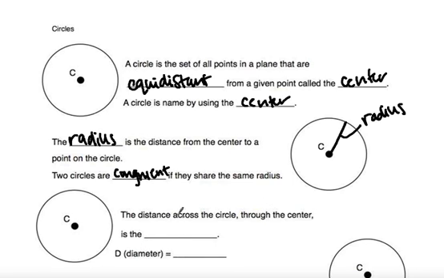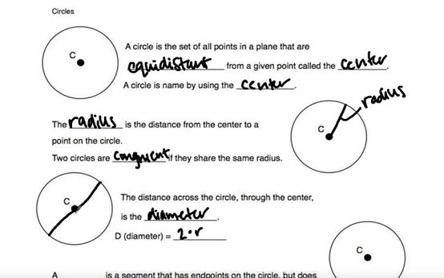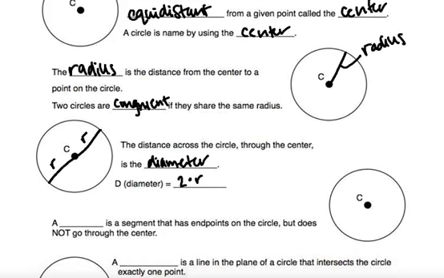The distance across the circle through the center is called the diameter. So the diameter is basically a line that goes from one end of the circle to the other end of the circle, but it has to go through that center point. So your diameter is 2 times r. The reason it's 2 times r is because from the center to the outside here is r, from the center to the outside here is r. So I have 2 r's to give me my diameter.